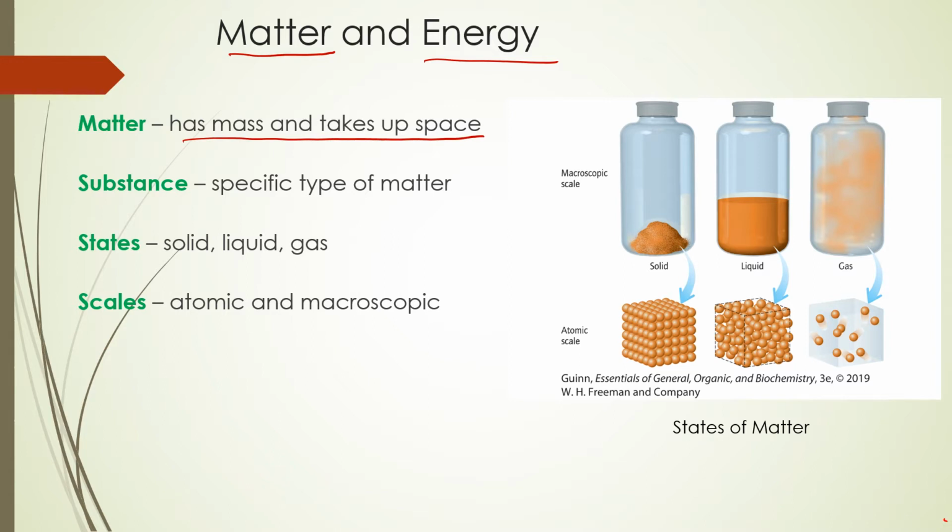For example, any object around you, which may include table, chair, your book, or even air, or water, or food, they all are matter because they have mass and they take up space. So therefore, matter is all the stuff around you and in you. We often refer to a specific type of matter, such as aspirin, blood, or air, as a substance.